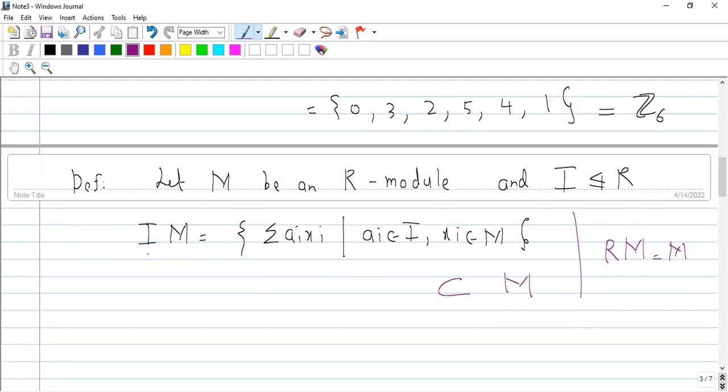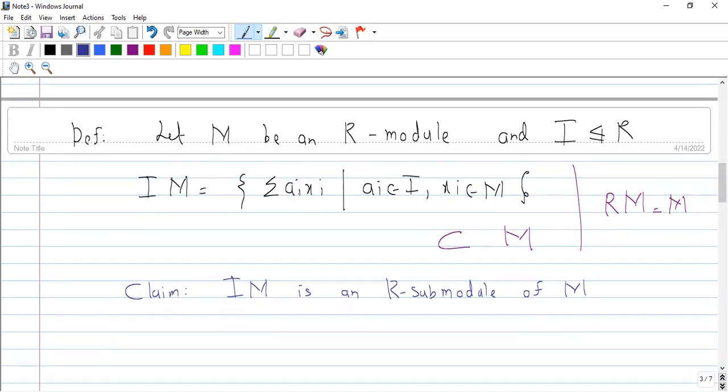By multiplying I, which is an ideal of R, with M, you can also define an R submodule of M. So what is my claim? That IM is an R submodule of M. And here, just try to see that it contains elements which are in the form of summation of a_i x_i, where this a_i is sitting in I.